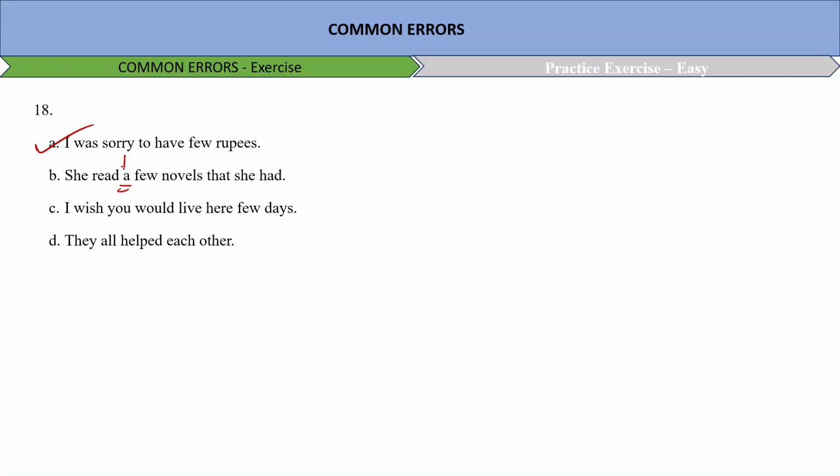I wish you would live here a few days. I wish you would live here a few days. Okay. Again, they all helped each other. They all helped. All is involved. All helped one another, not each other. Okay. Next question.